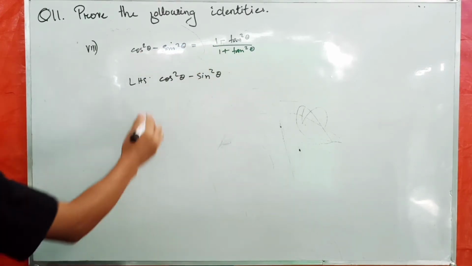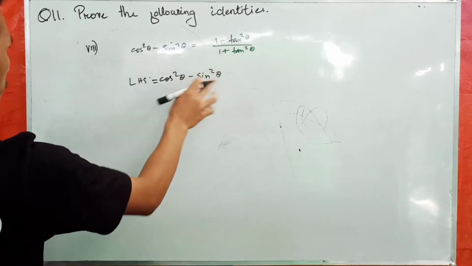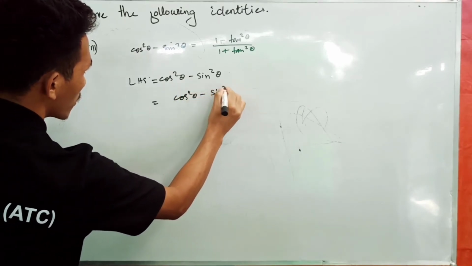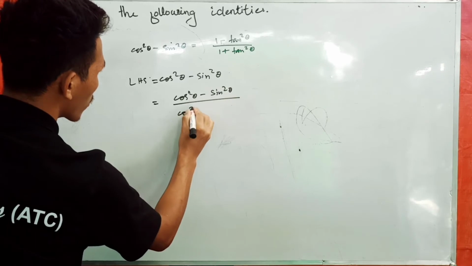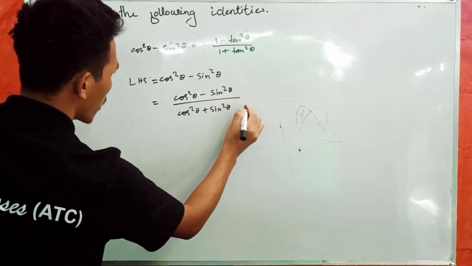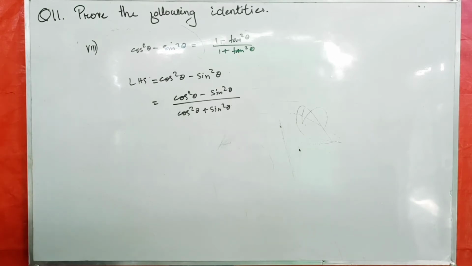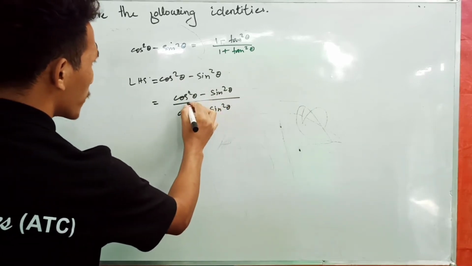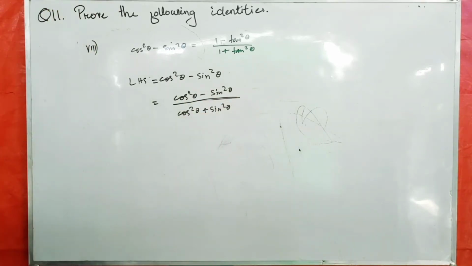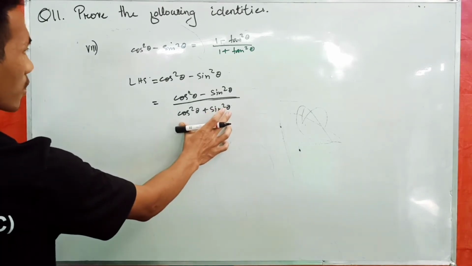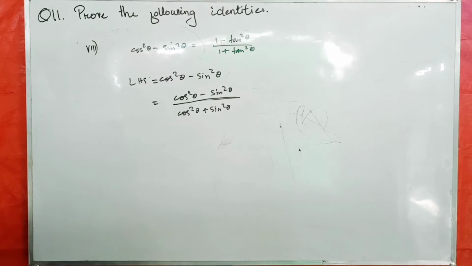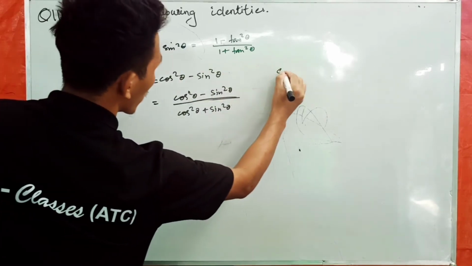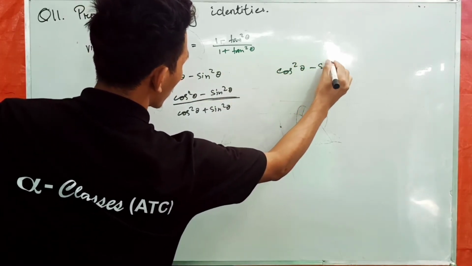Left hand side can solve, left hand side to right hand side. Okay, left hand side now: cos square theta minus sin square theta by cos square theta plus sin square theta. If you take this, why do I keep this cos square theta plus sin square theta? What is the use of this one? Cos square theta minus sin square theta.